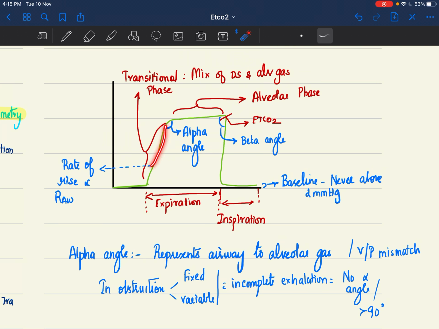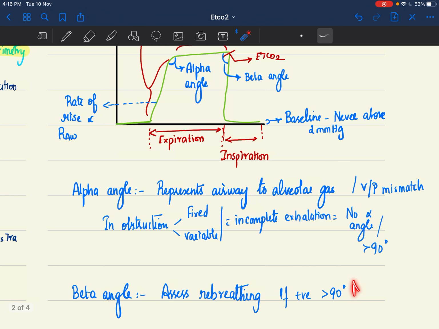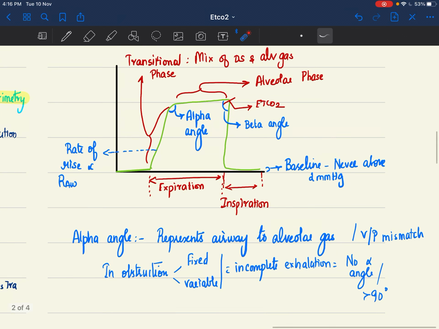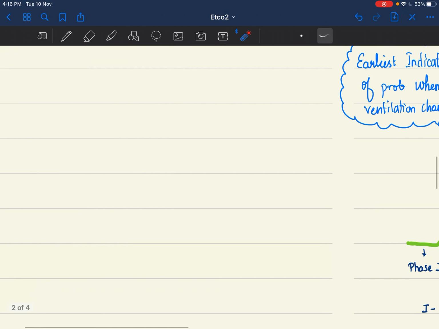And this angle between this transitional phase and the plateau phase or alveolar phase is represented by alpha angle. If the airway resistance is too much, in case of an obstruction, then there is incomplete exhalation, the alpha angle will not be formed at all, or it will be more than 90 degrees. This angle which is formed between this alveolar phase and this rapid downstroke is called the beta angle, and it may represent your rebreathing. I will have to check on this point again, and I am having doubts in this. So, this is about your normal capnographic waveform.